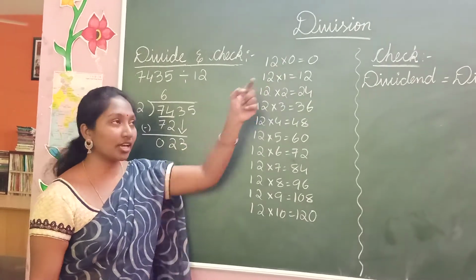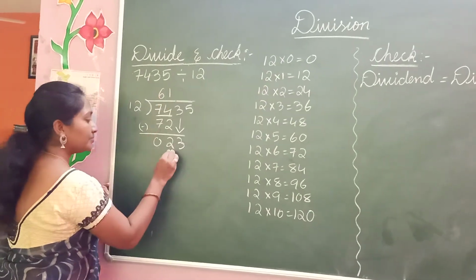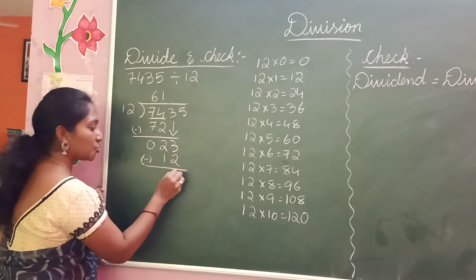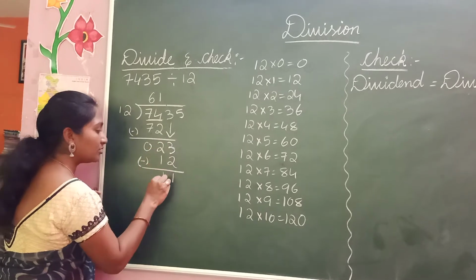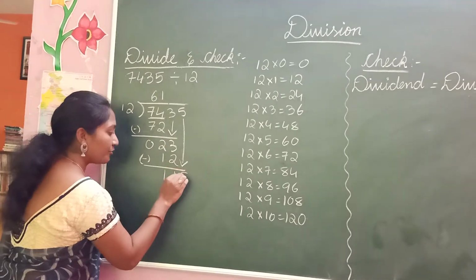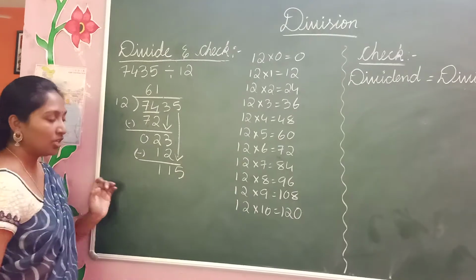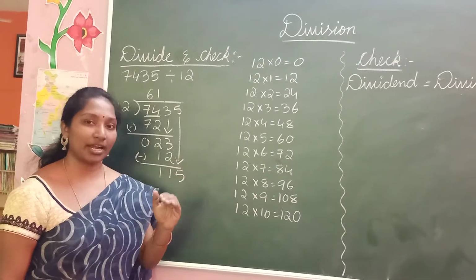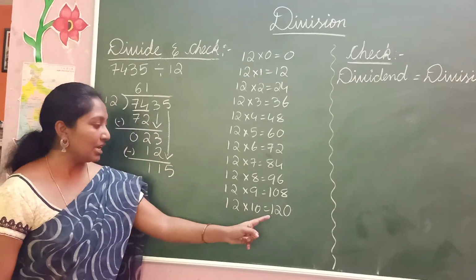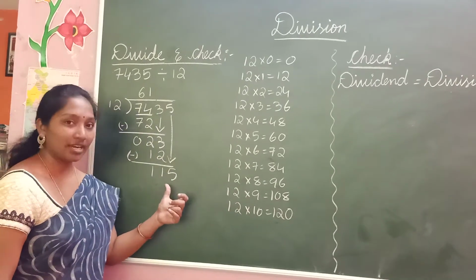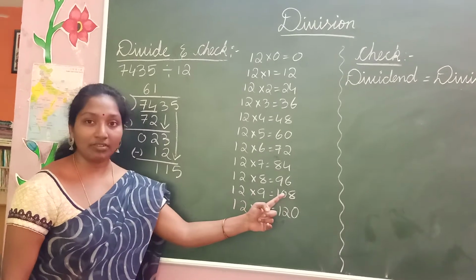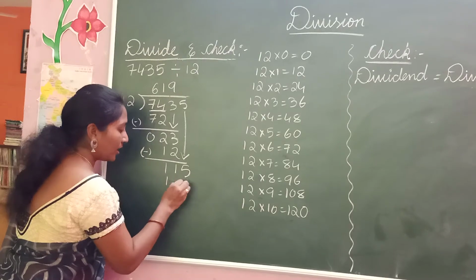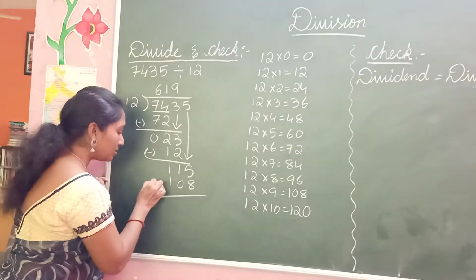So take 12 ones are 12. Do the subtraction. 3 minus 2 is 1, 2 minus 1 is 1. Carry down 5, 115. So 115 is not there. So take the smallest and nearest to 115. Here 120 is greater than 115, so take 12 9s are 108.